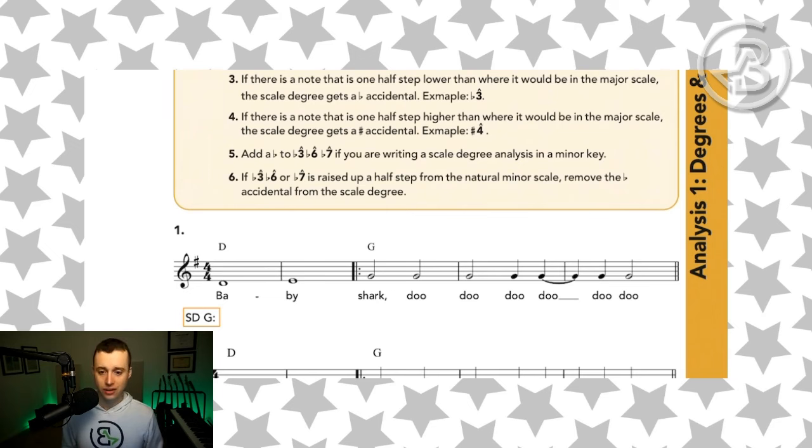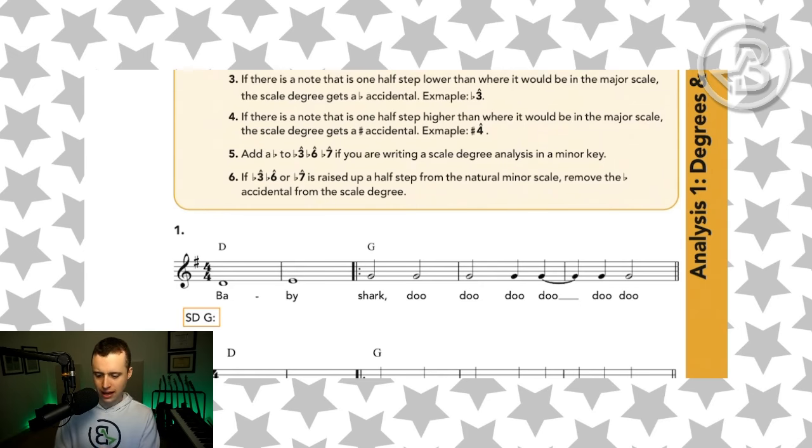Add a flat accidental to scale degree flat three, flat six, and flat seven if you're writing a scale degree analysis in a minor key. And if a flat three, flat six, or flat seven is raised up by one half step from the natural minor scale, you're going to remove the flat accidental from the scale degree and leave it like it normally would be from the major scale.